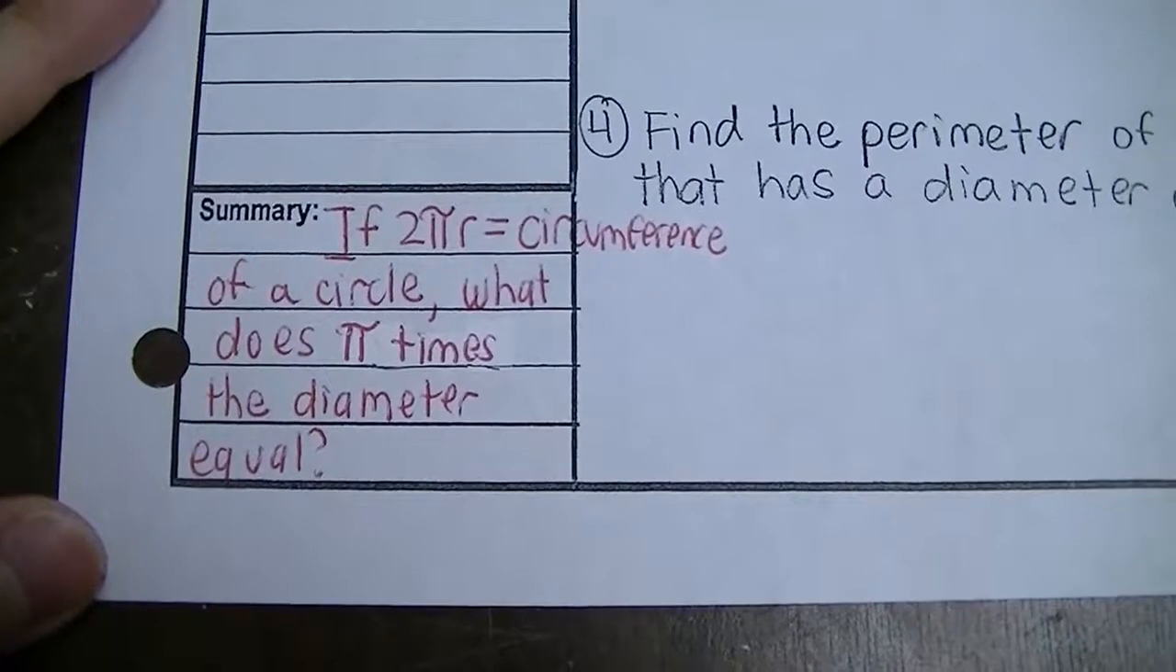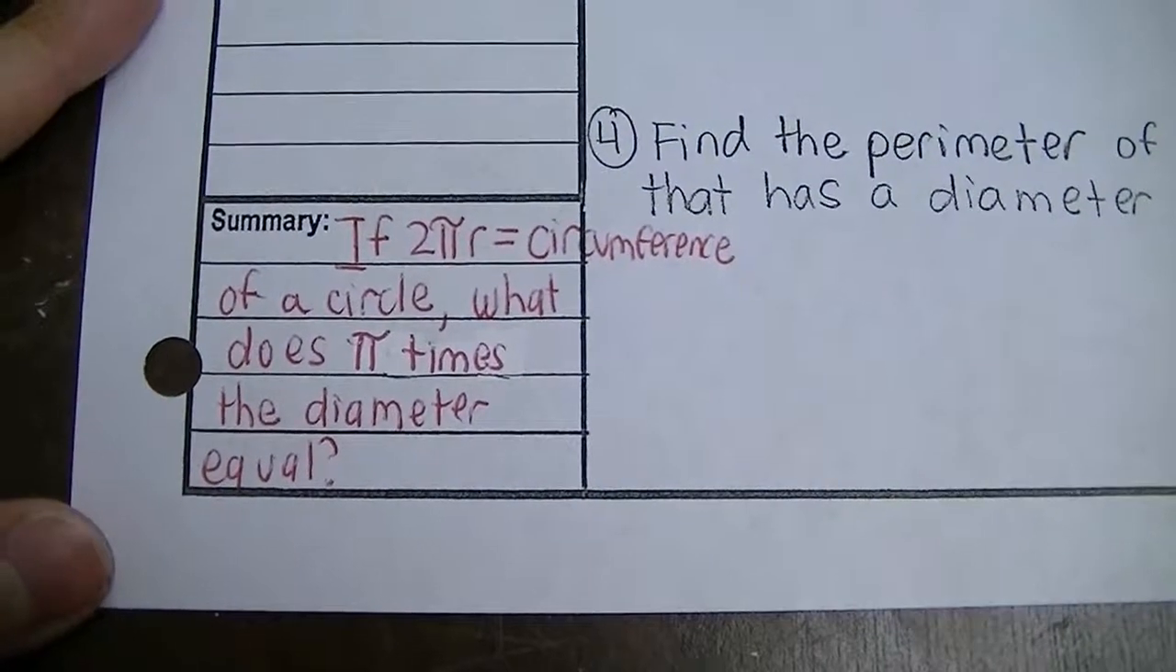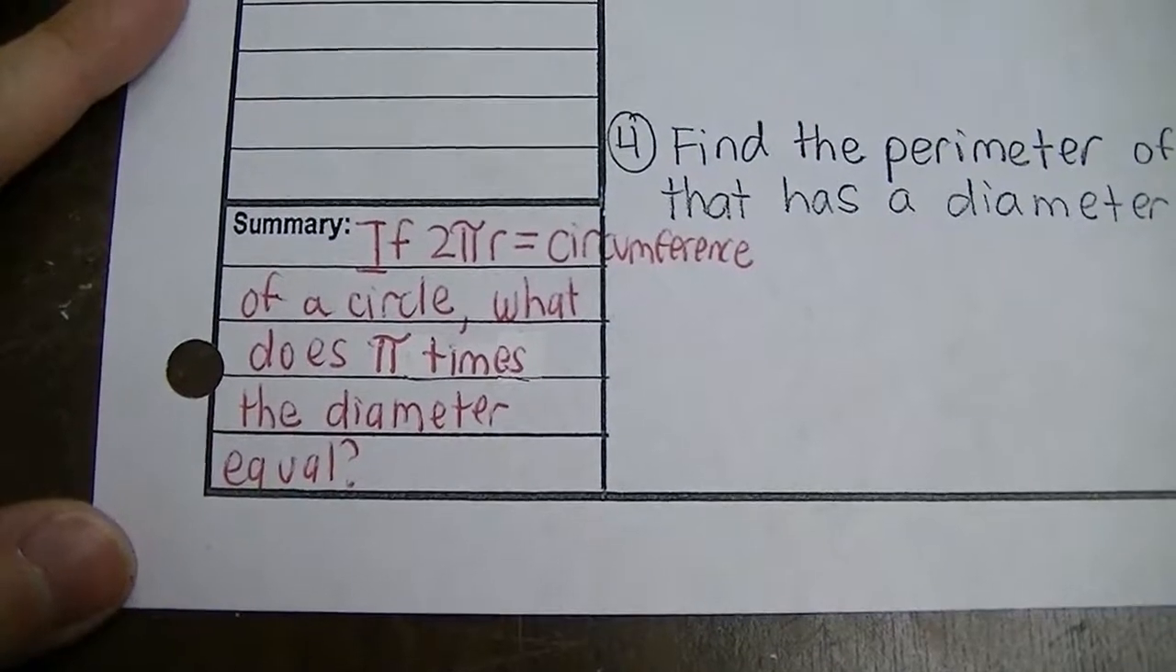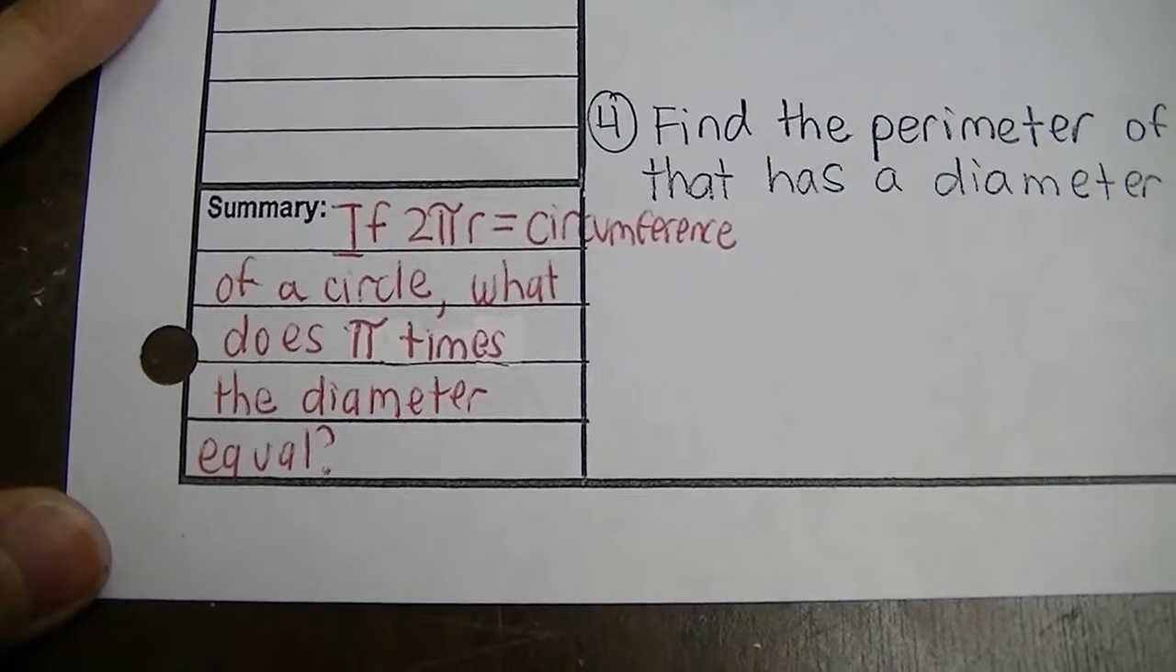For your summary, I want you to answer this question. If 2 times pi times the radius is equal to the circumference of a circle, what does pi times the diameter equal? Think about it.